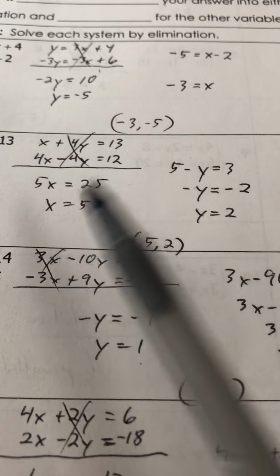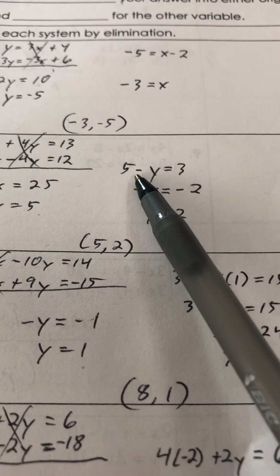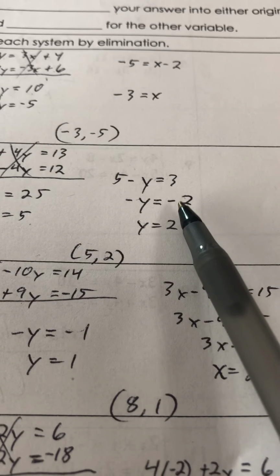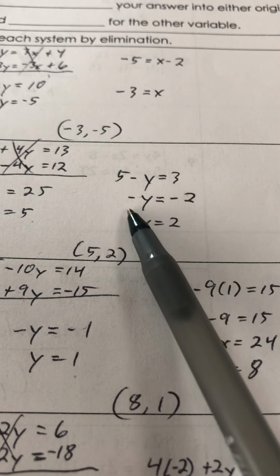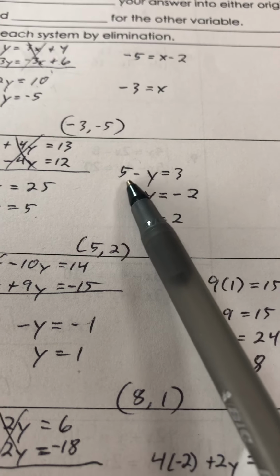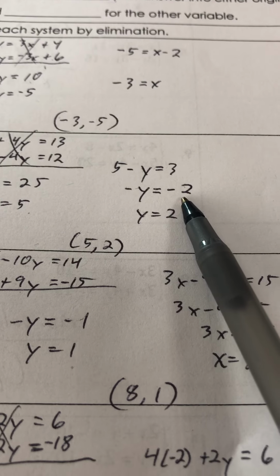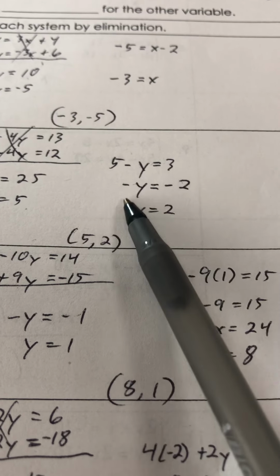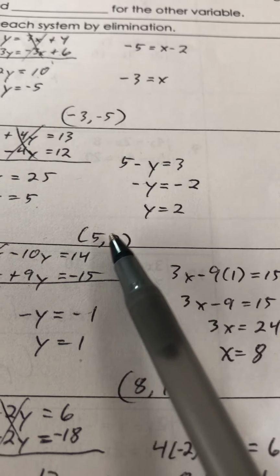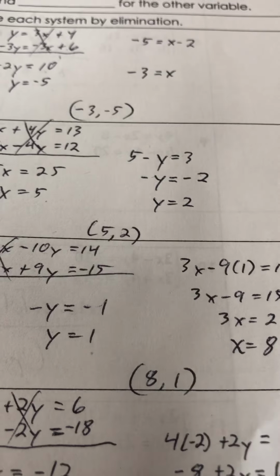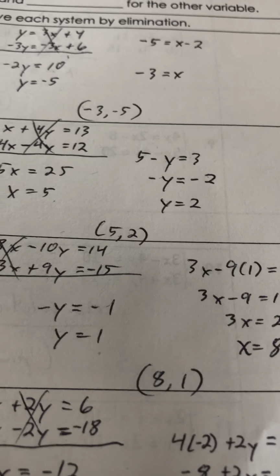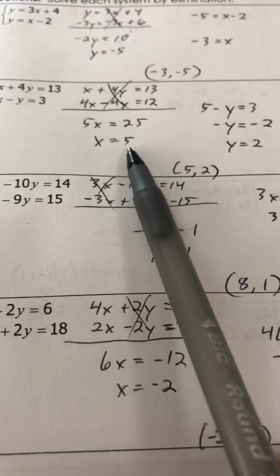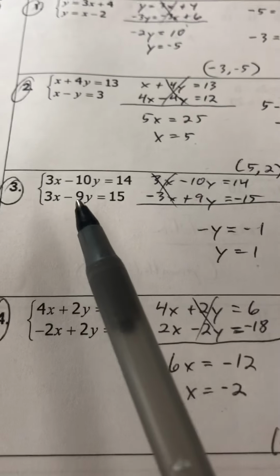I put that 5 in for my x in one of the problems, and I chose the one that was easiest. To get the y all by itself, I subtracted 5 from both sides, and then I had to get rid of the negative from here. So my answer is 5, 2. My x is 5 and my y is 2.